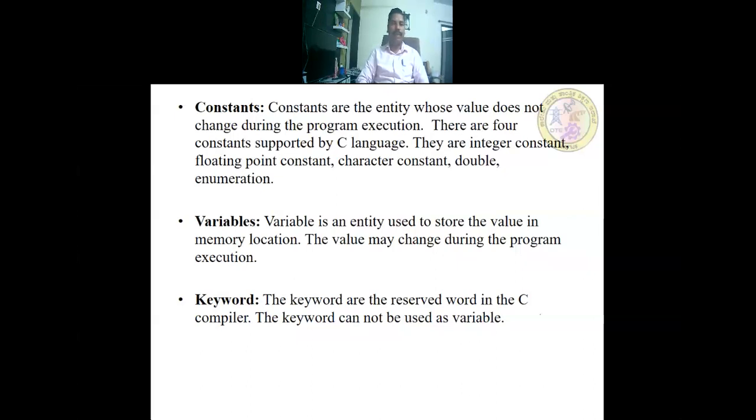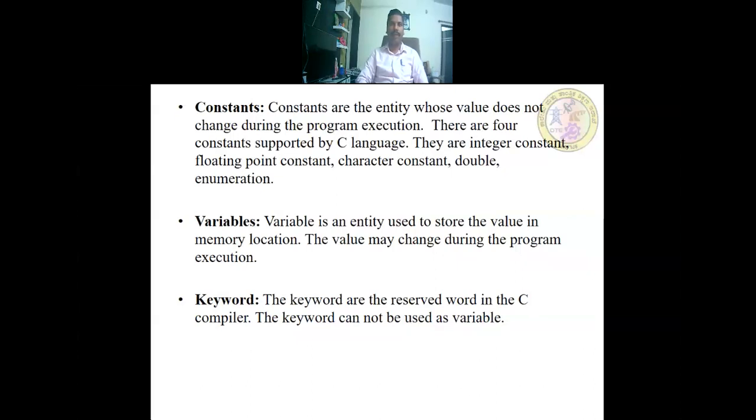Next is a constant. So constants are entities whose value does not change during the program execution. There are four constants supported by the C language. One is called integer constant, any natural number like 0, 1, 2 to 10. So these numbers are an example for the integer constant.